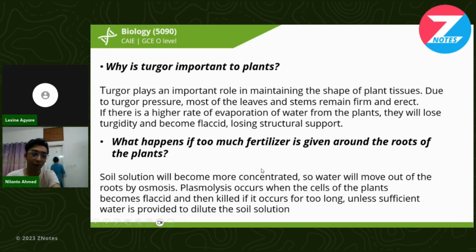The same thing will occur as for cells placed in a solution with lower water potential, as the soil will eventually become more concentrated, so water will move out of the roots by osmosis. So plasmolysis will occur when the cells of the plant become flaccid, and the plant will eventually die if it occurs for too long, unless we give sufficient water at the right time.